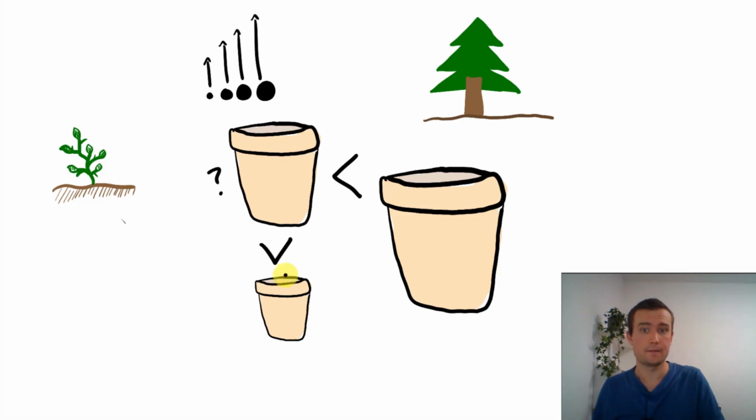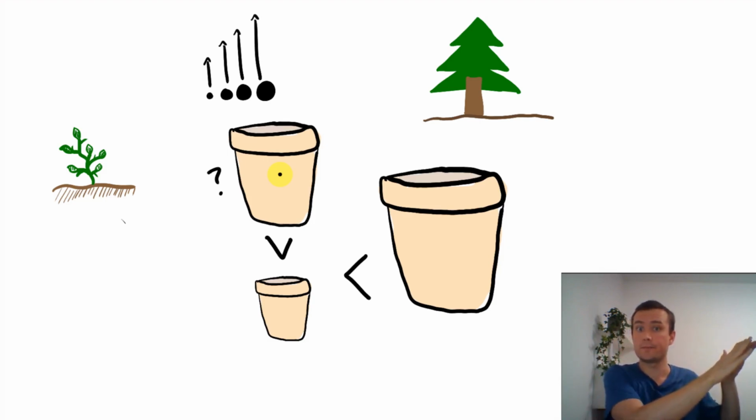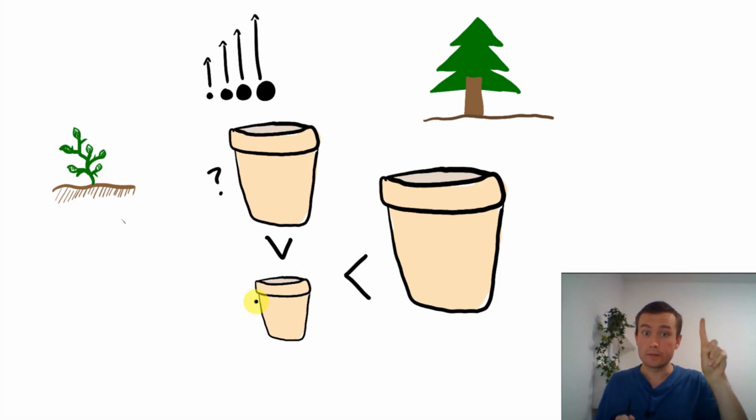This is the smallest pot. This pot is smaller than this one, and it's smaller than this one. It's smaller than both of the other pots. So it's the smallest pot.